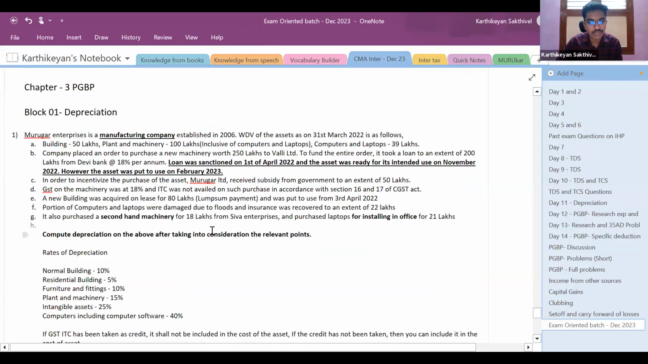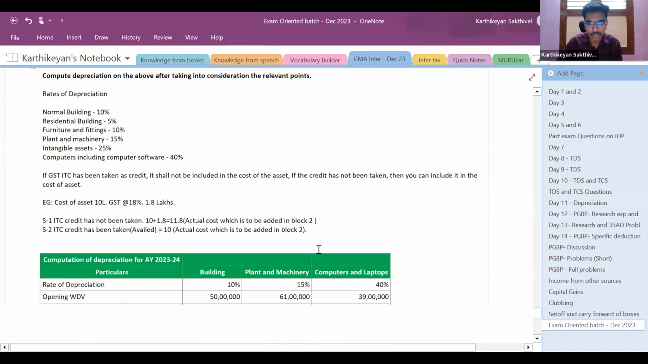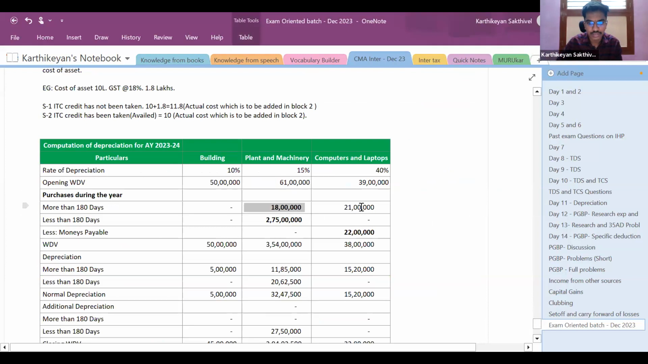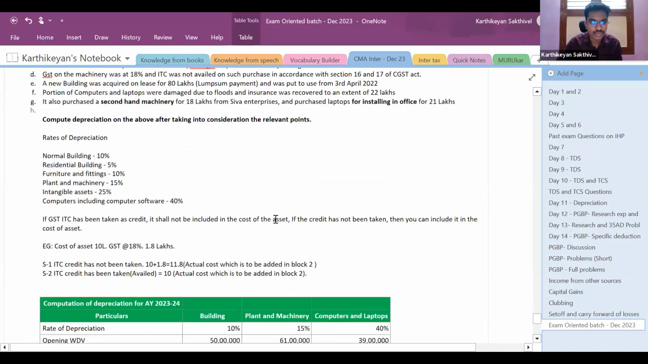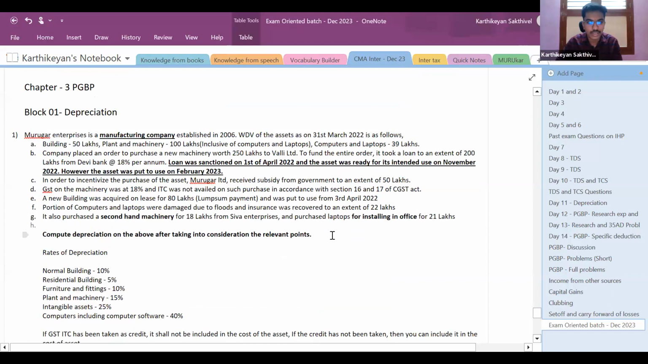It also purchased second-hand machinery for 18 lakhs from Siva Enterprises and purchased laptops for installing in office 21 lakhs. So 18 lakhs of second-hand machinery, 21 lakhs of computers and laptops. Generally, since nothing is given, I'm taking it to be more than 180. But specifically, in the exam they will give in the question whether it is more than 180 or less than 180. If it is not given, take it as more than 180 and specifically give a note that since nothing has been mentioned in the question regarding the date when the asset is put to use, it has been assumed to be put to use for more than 180 days, and write that.